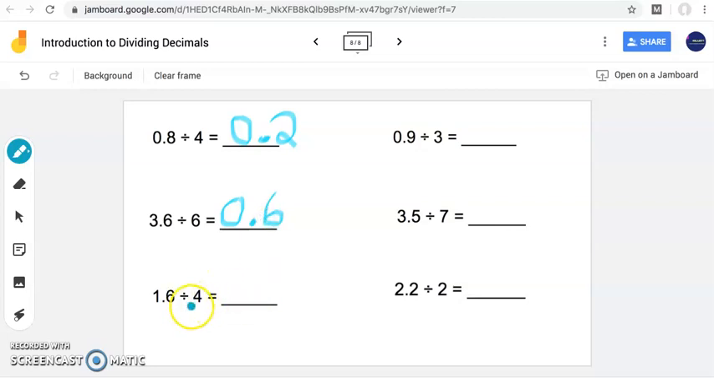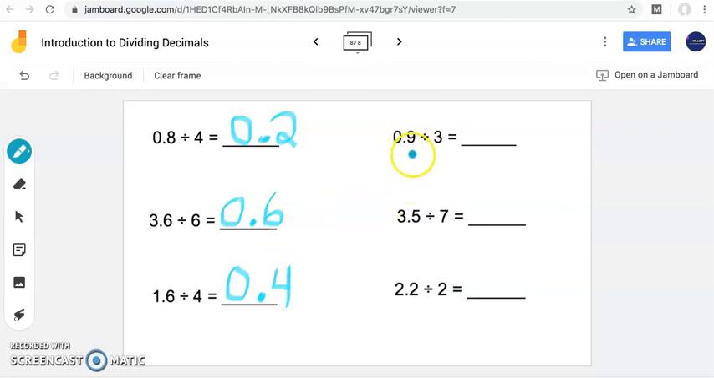Next one, I have 1 and 6/10 divided by 4. I could also say, wow, I have 16/10 divided by 4. 16 divided by 4 is 4. But if I have 16/10, it's breaking into smaller pieces, so I'm going to be left with just 4/10. I hope many of you are recognizing a pattern here.